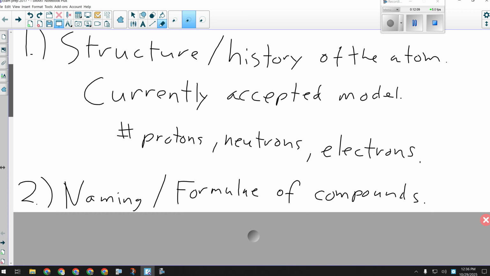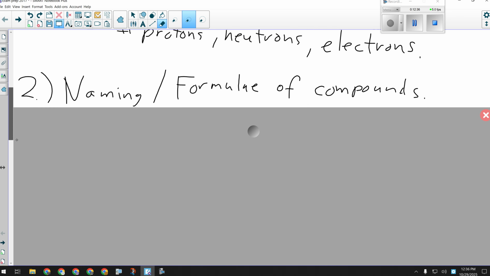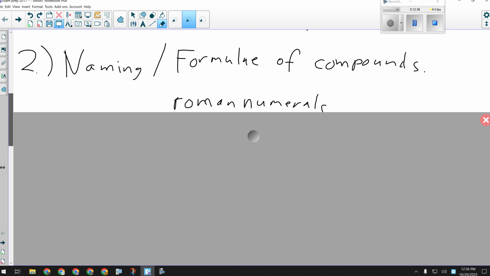Things like that could be multiple choice questions for sure, as would naming and writing formulas. So I could have a multiple choice question that says the proper formula for sodium chloride is A, B, C, or D, or the correct name for BeCl2 is A, B, C, or D. Definitely there'll be that in the multiple choice. So it's pretty simple stuff. All right, but let's quickly review our naming and formulas stuff here, just because it's been a while.